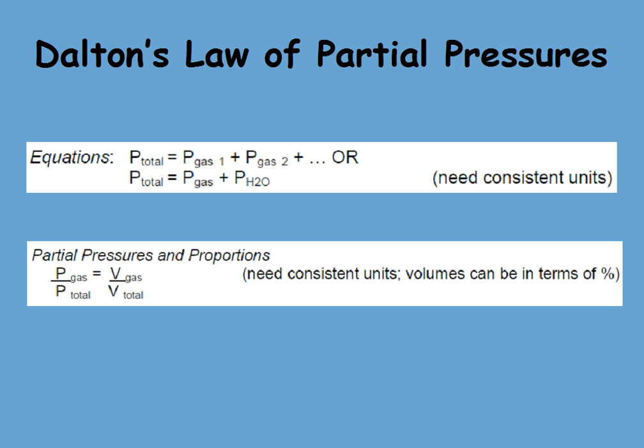So that's the first set of equations. Your units need to be consistent. The second one I don't want you to get too stressed about. I'm giving that to you just to show you the proportions between partial pressures and volume. But I'm going to do an example. Hopefully that'll make it a little bit simpler for you.